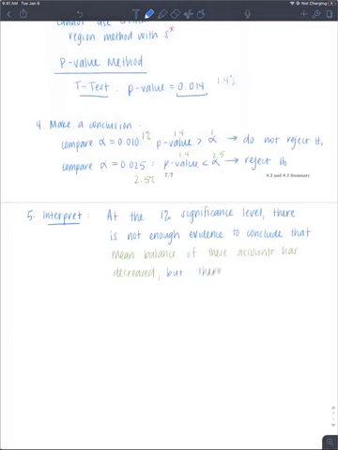But there is enough evidence to conclude this at the 2.5% significance level.